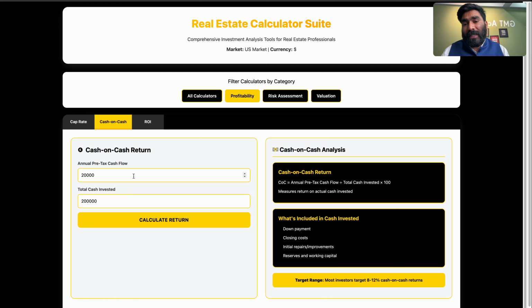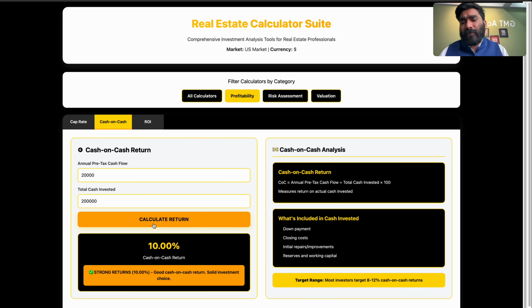So now let's say you have received cash of 20K from the property investment, and the total investment that you invested at the time of acquisition of the asset was 200K. So let's calculate the cash on cash return, or return on invested property, you can say.